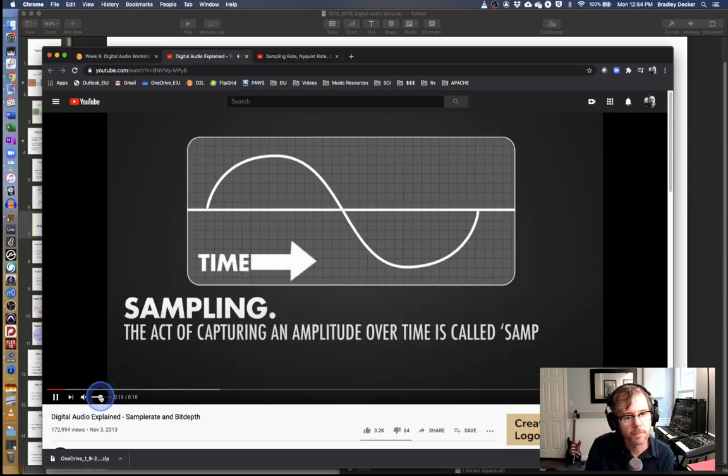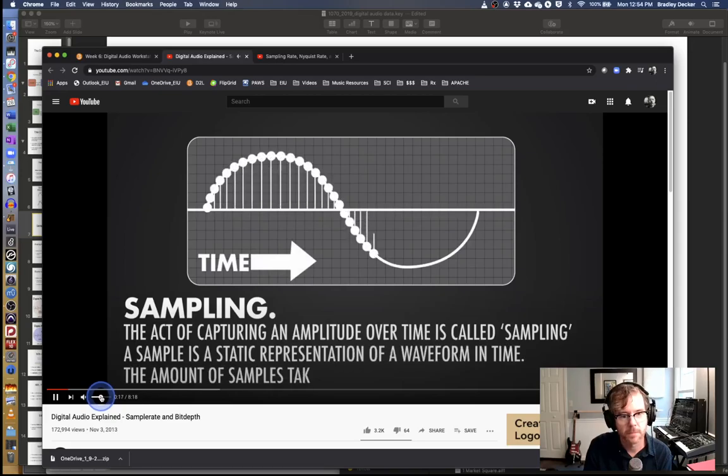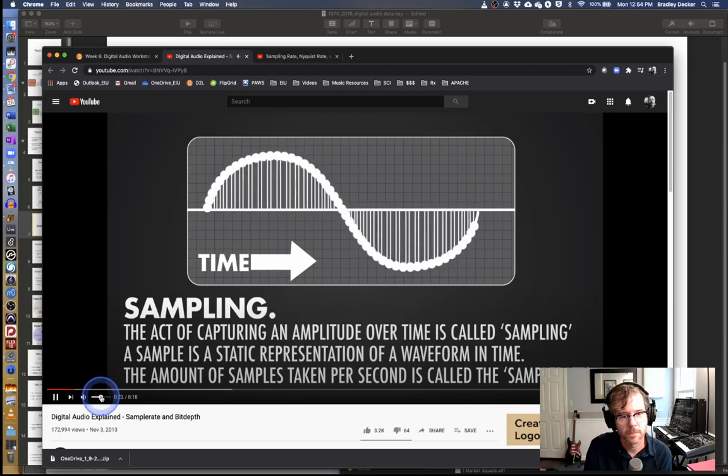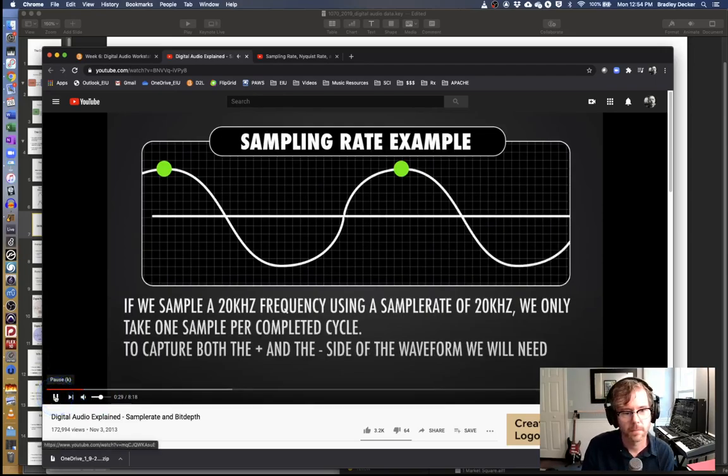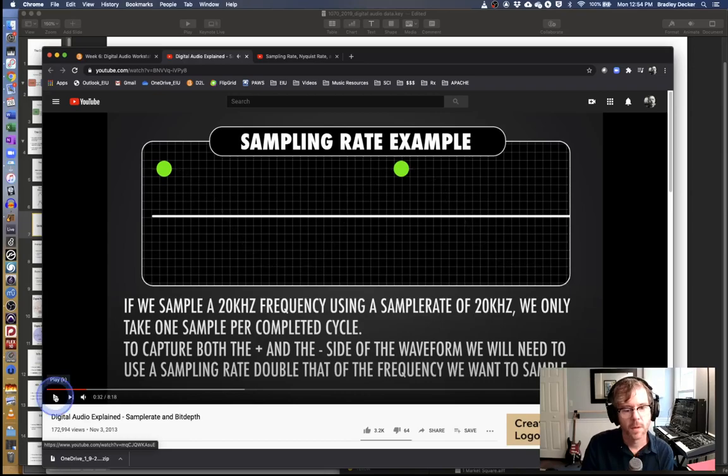The act of capturing an amplitude value is called sampling. A sample is actually a static representation of a waveform in time. The amount of samples that are taken per second is what's called the sample rate. If we sample a 20 kHz frequency with a sample rate of 20 kHz, we only have one sample per cycle completed. So this quickly goes into the discussion of sample rate. And I like to use the comparison of a strobe light to this discussion, because a strobe light goes as a blinking light at a certain speed, and it's a steady state speed.